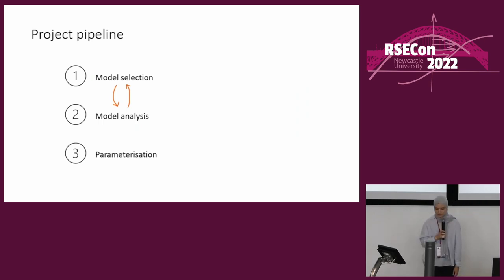So the pipeline of my project was essentially, number one, identify a model candidate that I thought could do a better job than what already existed. Then analyze the model. I didn't really know what that would involve in the beginning. And then some parameterization. So we have a combination of some quantitative and qualitative data that we can use to parameterize the model.